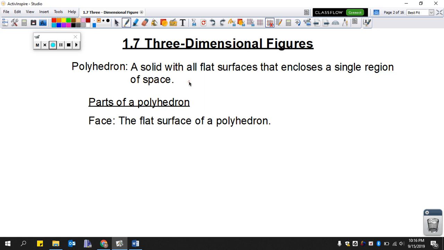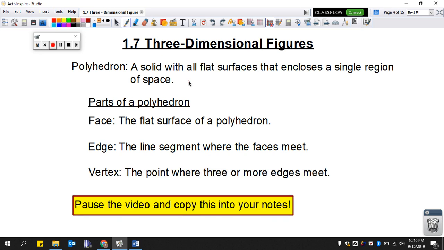Now there's several different parts of a polyhedron. You have the flat surfaces of a polyhedron, which are called faces. You have edges, which is the line segment that's formed where the faces meet. And then you have vertex. The vertex are vertices, which a vertex is the point or the corner where three or more edges meet. Go ahead and pause the video for a minute and copy this information into your notes.